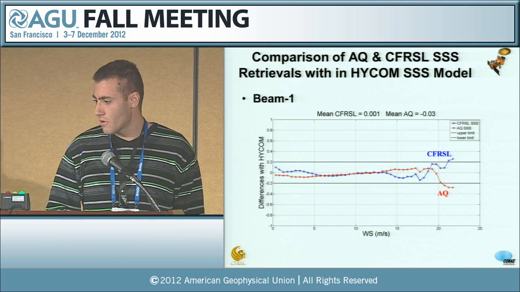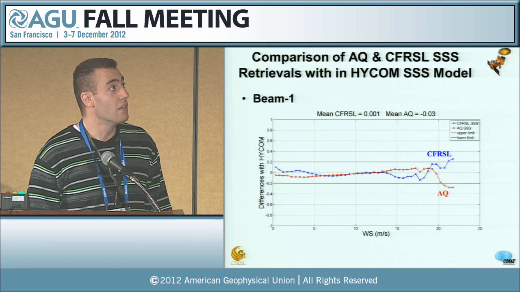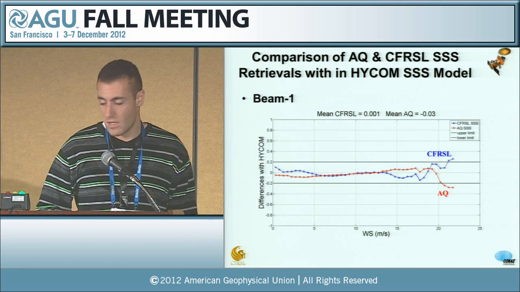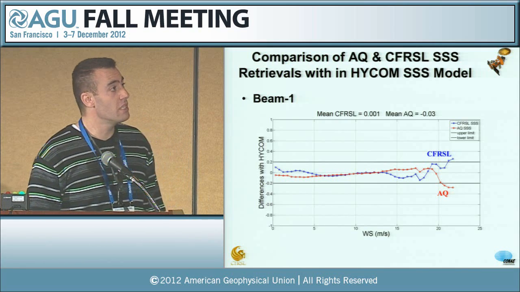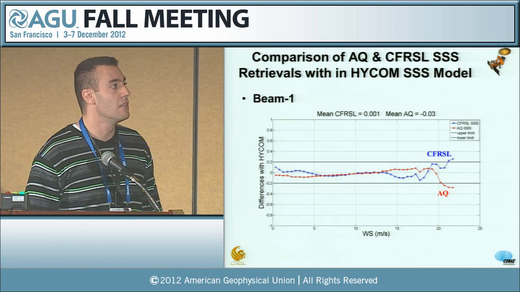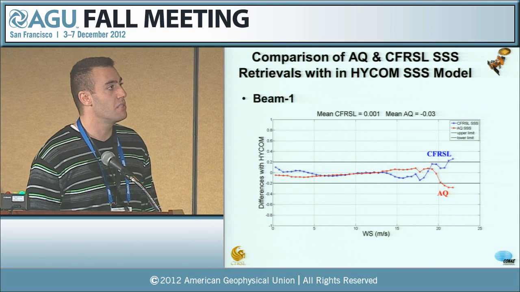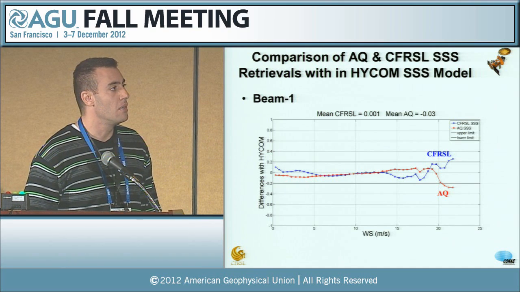Next plot, we're comparing the Aquarius and the CFR salinity versus the HYCOM salinity. The blue line is simply the HYCOM salinity minus CFR salinity. The red line is the HYCOM salinity minus the Aquarius salinity. The top is the mean of those points, the mean of the bin averages.